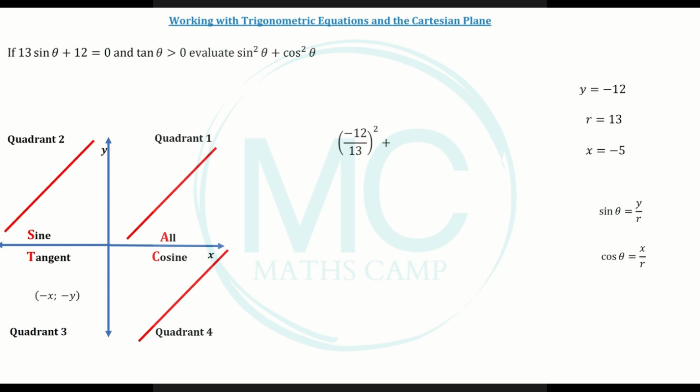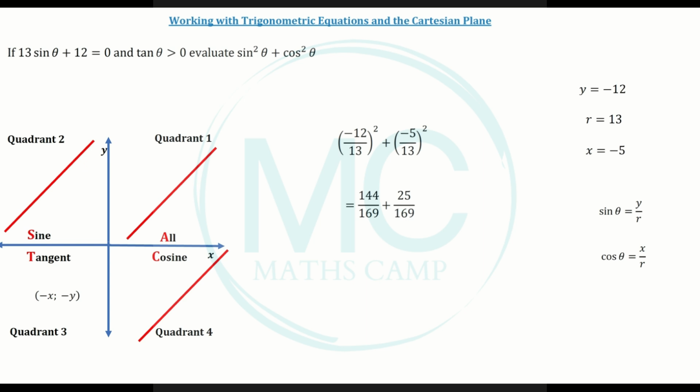Now we need to add cos squared theta. Cos theta is x over r. x is negative 5 and r is 13. So we can say negative 5 over 13. Again, we need to square this, so let's put our fraction in a bracket and square it. Now we can square our terms. Negative 12 squared gives us 144 over 13 squared, which is 169, plus negative 5 squared, which gives us 25 over 13 squared, which is 169.